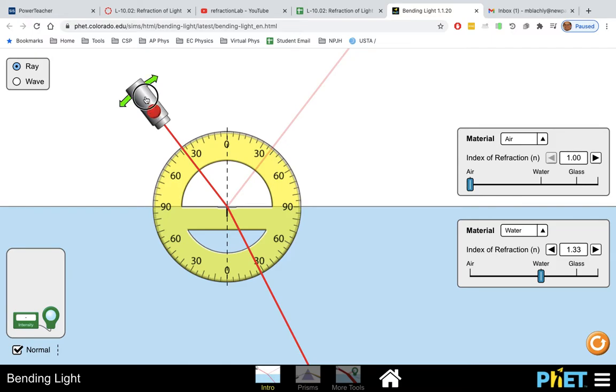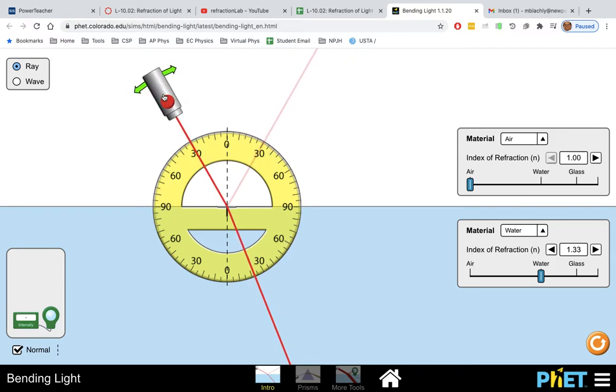Okay, now the angle of incidence is the angle between the normal and the laser beam. So right now that's 30 degrees from here to here. That's the angle of incidence. And what you are going to measure is the angle of refraction.